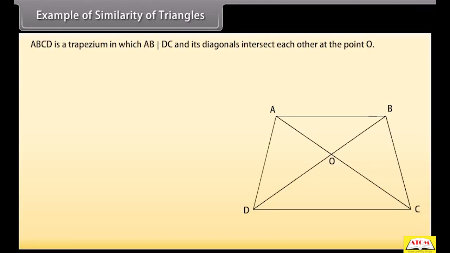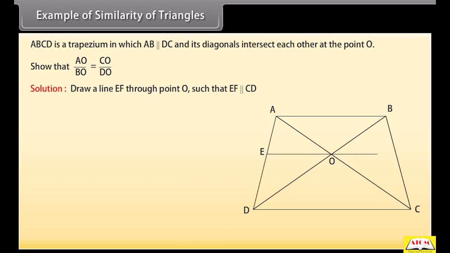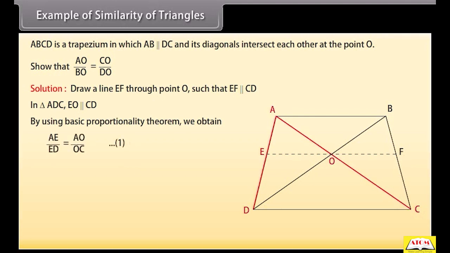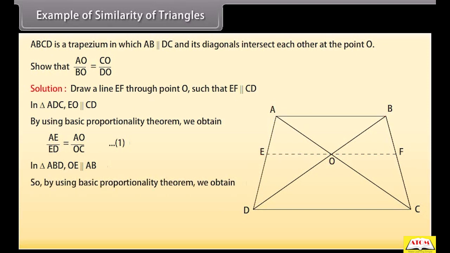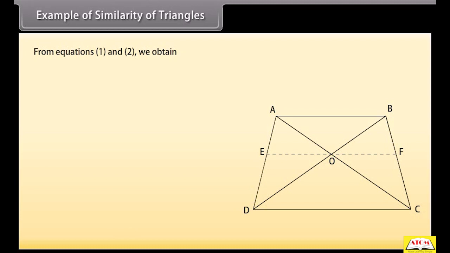ABCD is a trapezium in which AB is parallel to DC and its diagonals intersect each other at the point O. Show that AO upon BO equals CO upon DO. Draw a line EF through point O such that EF is parallel to CD. In triangle ADC, EO is parallel to CD. By using the basic proportionality theorem, we obtain AE upon ED equals AO upon OC. Mark it as 1. In triangle ABD, OE is parallel to AB. So, by the basic proportionality theorem, we obtain ED upon AE equals OD upon BO, which implies AE upon ED equals BO upon OD. Mark it as 2. From equations 1 and 2, we obtain AO upon OC equals BO upon OD, which implies AO upon BO equals OC upon OD.